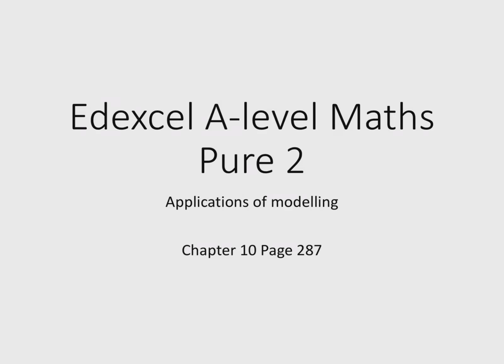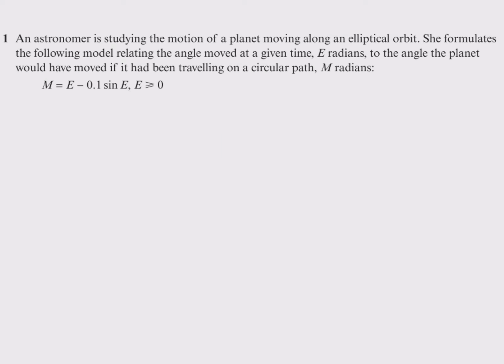This recording for Edexcel A-Level Maths Pure 2. I'm going to look at the applications of modelling section in chapter 10, and specifically question 1 on page 287, which is this. This is the astronomer studying the motion of a planet moving along an elliptical orbit.